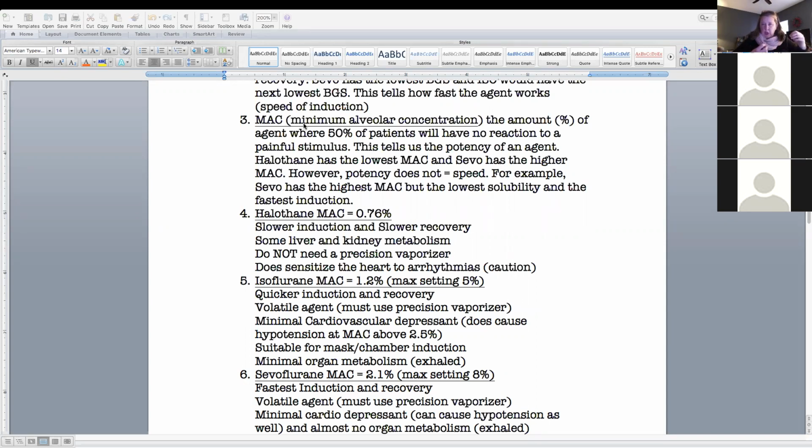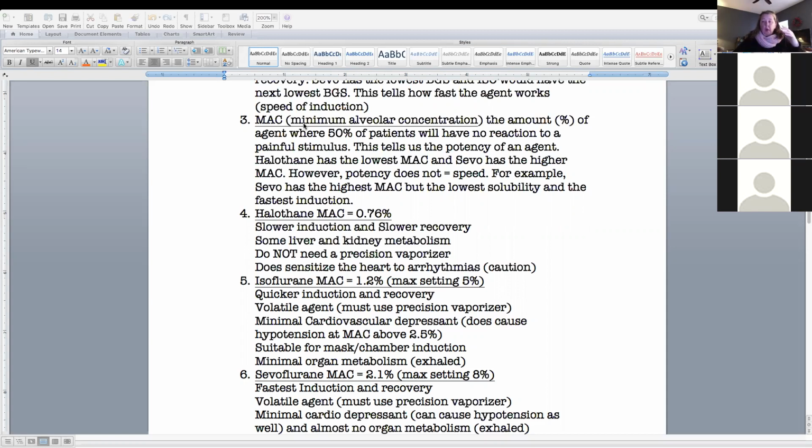Now, when they studied MAC, the painful stimulus was, I think, pinching a toe. It wasn't full abdominal surgery or a neuter or extractions. So that number is a guideline. They didn't have anything else on board. It was the sole agent.